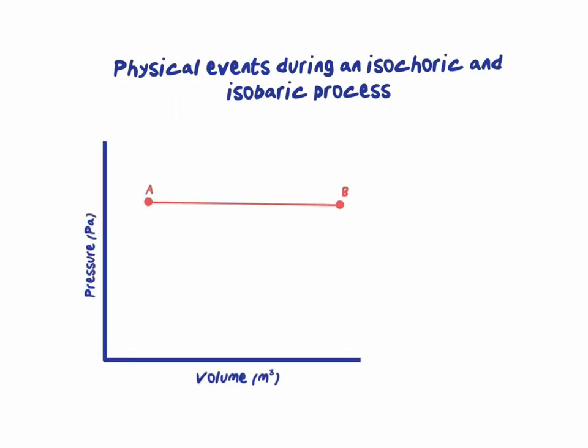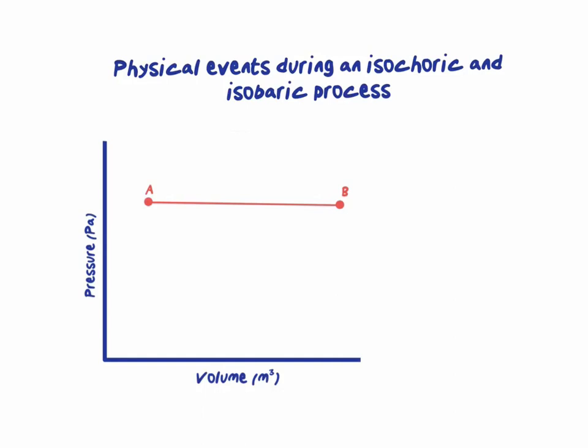Next, let's take a look at what physically has to happen for an isobaric or an isochoric process to occur. What I'd like you to do first is consider the isobaric process. Remember, this is the process in which the volume changes, but the pressure stays the same. And we're going to look at this for an expansion and a compression.